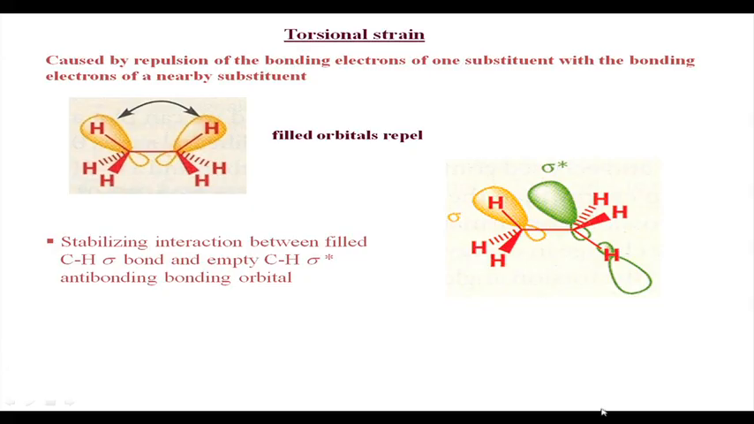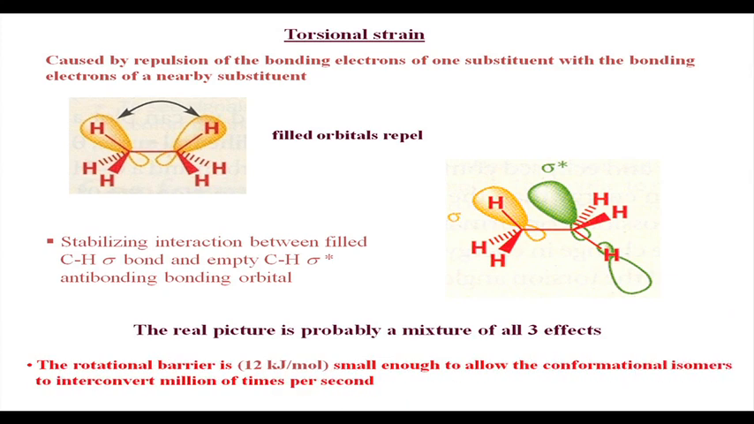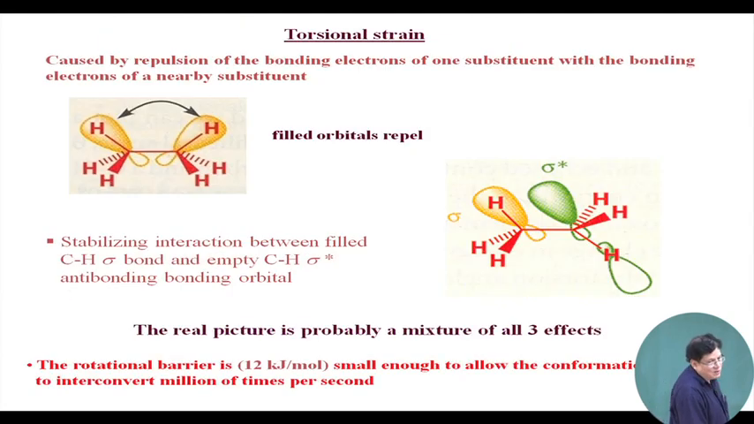So, the acceptance of the whole picture is that the real picture is probably a mixture of all three effects. You cannot say that for one reason this is unstable compared to the other. The energy barrier comes from all these three effects, and that total combined becomes about 3 kilocalorie per mole. So, that is the case of ethane.